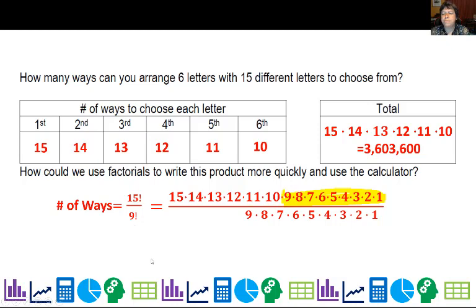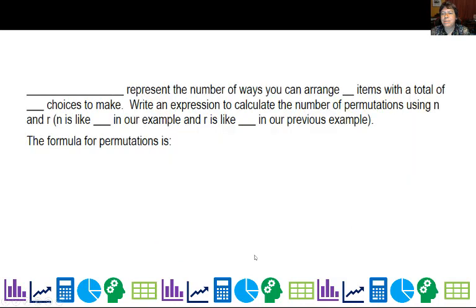Well, where did 9 come from? Oh, 9 is 15 minus 6. So this leads us to a formula for permutations. Permutations represent the number of ways you can arrange n items with a total of r choices to make. By the way, depending on your calculator or software, if you're doing WebAssign, it's always n for the first thing, but it could be r, it could be x, and I've seen k as well. And all of those are fine. So you might not always see r, okay? Now in our example, n is 15 and r is 6.